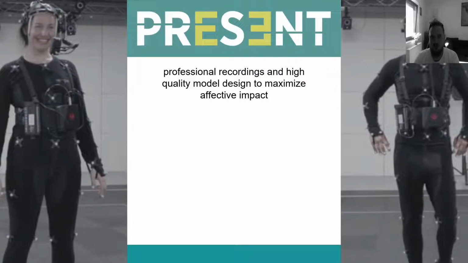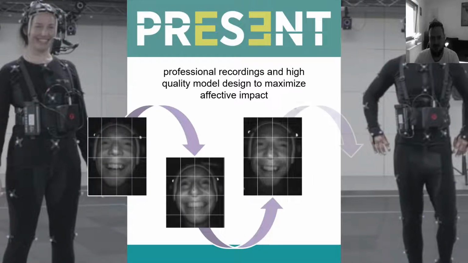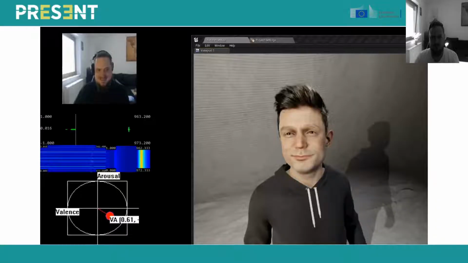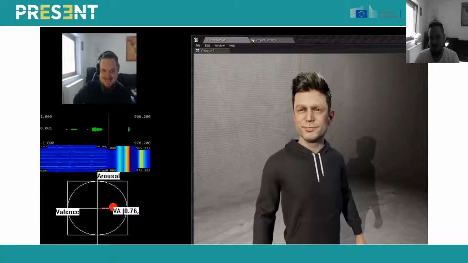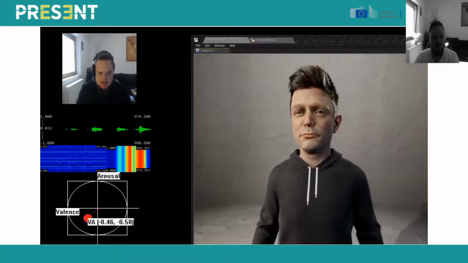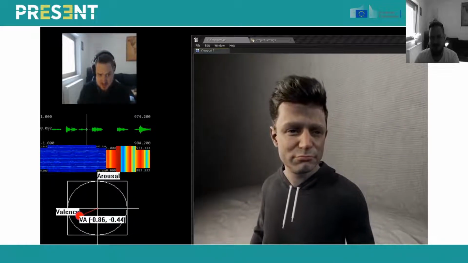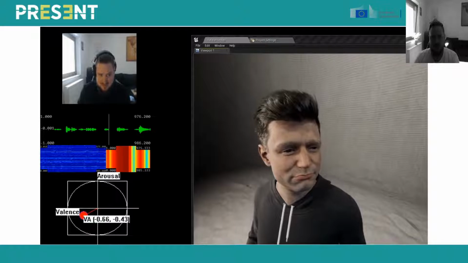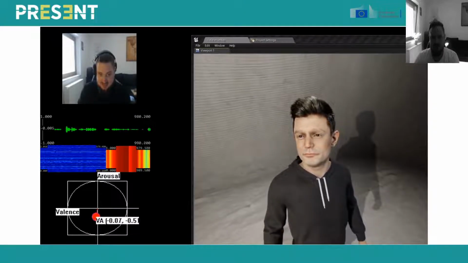Within the present project, the professional recordings and the high quality of the model design enables us to hopefully maximize this affective impact. And here you see a little demo in which the reactions and the emotions of the user are measured in real time, and the agent is having his own personality and his own emotions and is playing off of the input he receives from the user.